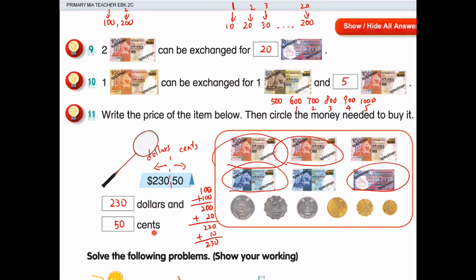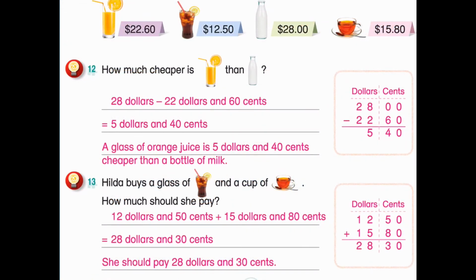And then we do not need to consider the $5 coin, $2 coin, or the $1 coin, because this is exactly the amount of dollars we have. So we'll move on to the cents. There, we only need the one 50-cent coin, and that's all we need to buy the racket. So this is the bottom part of page 75.